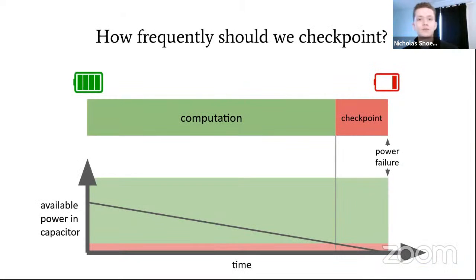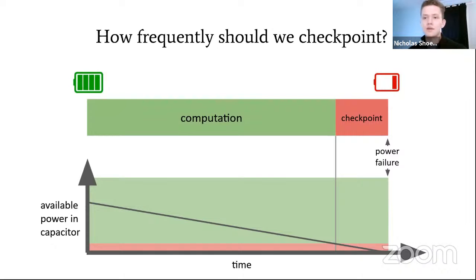All right, so we can fix this forward progress problem, this non-termination problem, by adding checkpoints to our code. So we might be tempted to add checkpoints everywhere so that we always have an up-to-date version of our state stored in non-volatile memory. But it turns out this is very inefficient because checkpoints actually have a cost associated with them. They take time and energy to run.